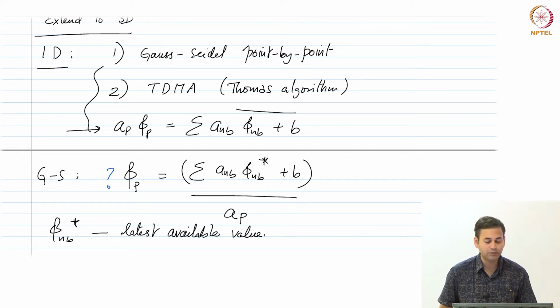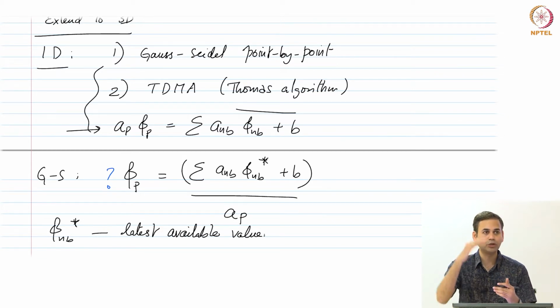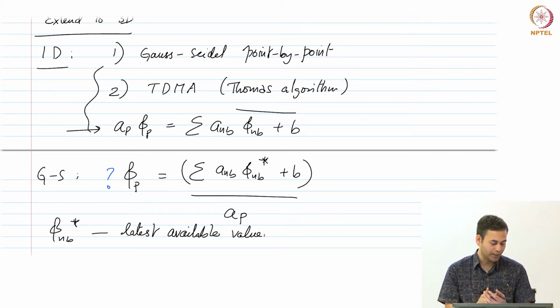Okay. That means, if we are looking at a P cell, the west cell value could be the one that is just iterated, just updated, and the east cell value would be the one from the previous iteration, right. So, that is what we mean. And similarly, if you are, let us say, going from left to right and bottom to top, the south value would be the one which is just updated, and the north value would be the one from the previous iteration. Okay. So, that is what we mean by the star. The star is the latest value of phi and B that is available in that cell.